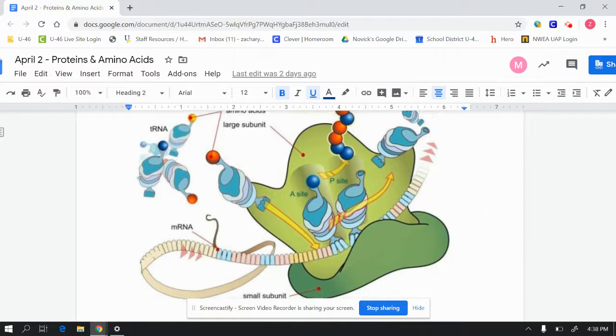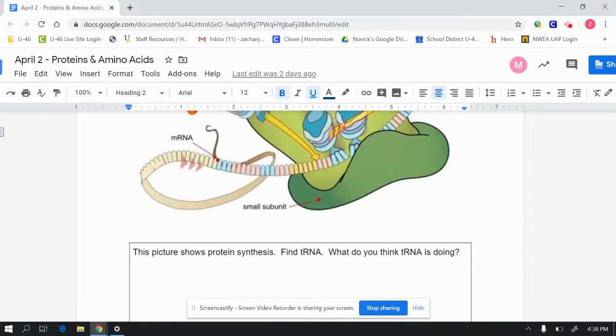Study this picture. The picture shows protein synthesis. Find tRNA. What do you think tRNA is doing?